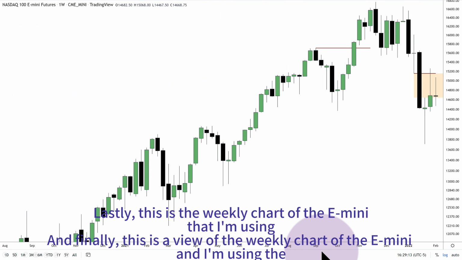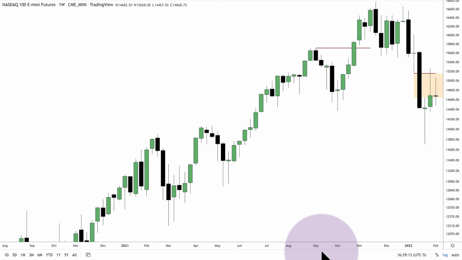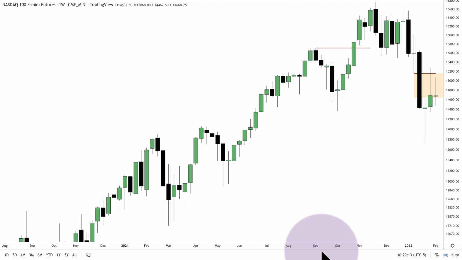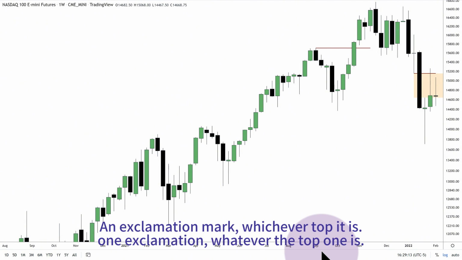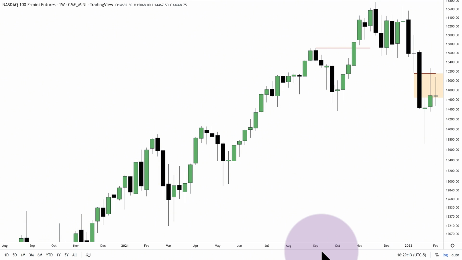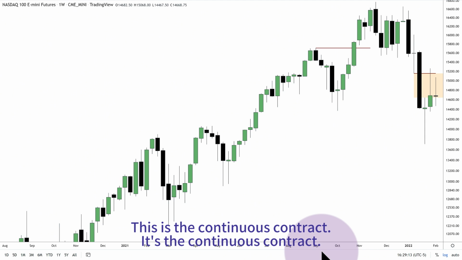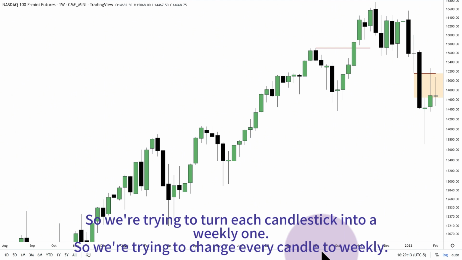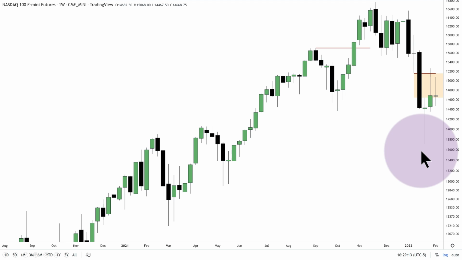And finally, this is a view of the weekly chart of the E-mini, and I'm using the front month. I think it's the NQ1!, whatever the top one is. If you click on NQ in TradingView and use the NASDAQ futures tag, hit that, and the first one on the list is whatever one has an exclamation point. It's the continuous contract. I'm doing that, but showing it with the weekly data. So it's unchanged in every candle to weekly.